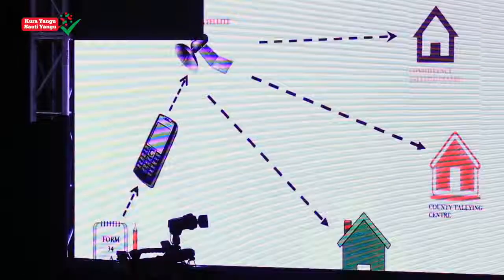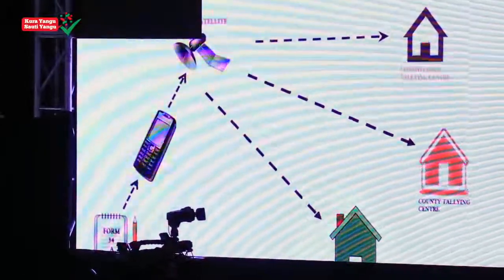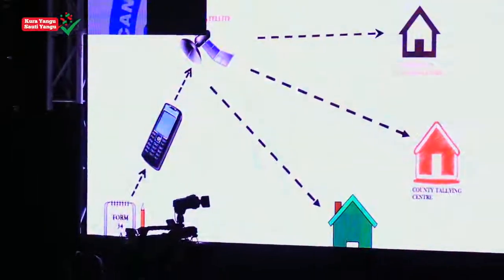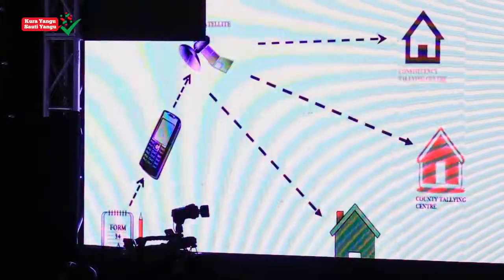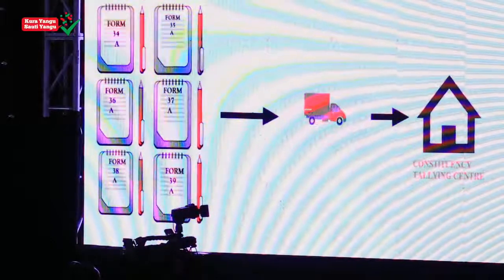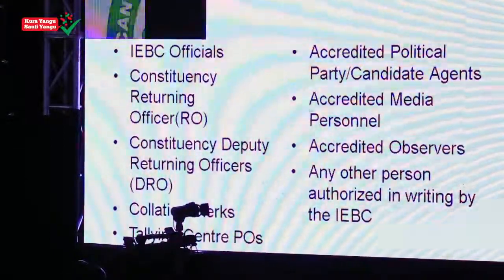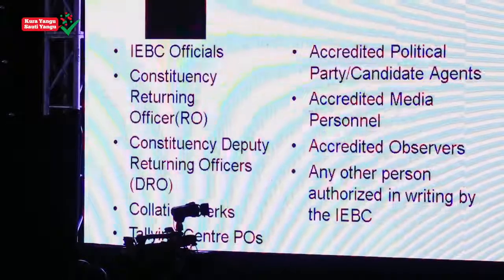After they have filled, they then transmit the results. We had an earlier session on technology. The KIEMS is what will be used to transmit the results, and a photo image of the result form will be taken and transmitted. Next slide. After that, they then move to the constituency tallying center. The A series move to the constituency, and at the constituency, next slide please, the A series are then pushed into what we are calling the B series. Those are the same officials around at the tallying center at the constituency. I don't need to go into the details.